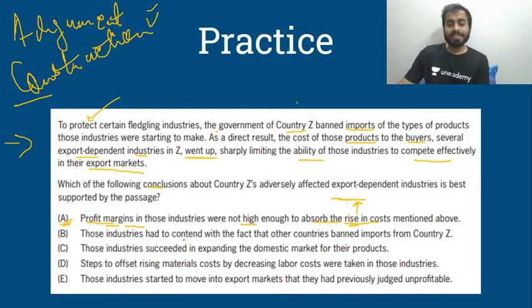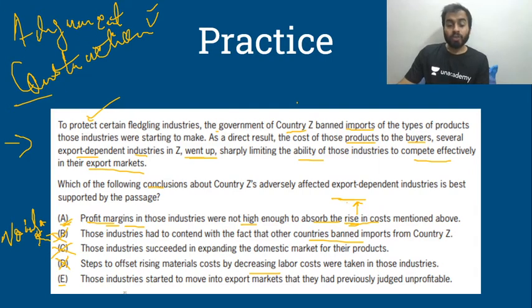Option B. Those industries had to contend with the fact that many other countries banned imports from country Z. See, this information is not given in the passage. We don't know if there is some ban that has been instituted. So I will write no info, and I will straight away eliminate B. C. These industries succeeded in expanding the domestic market for their products. Again, there is no information about this. D. Steps to offset rising material costs by decreasing labor costs were taken. Now, this is a possibility, but there is no mention of labor costs at all in the passage, so I'll eliminate D as well.